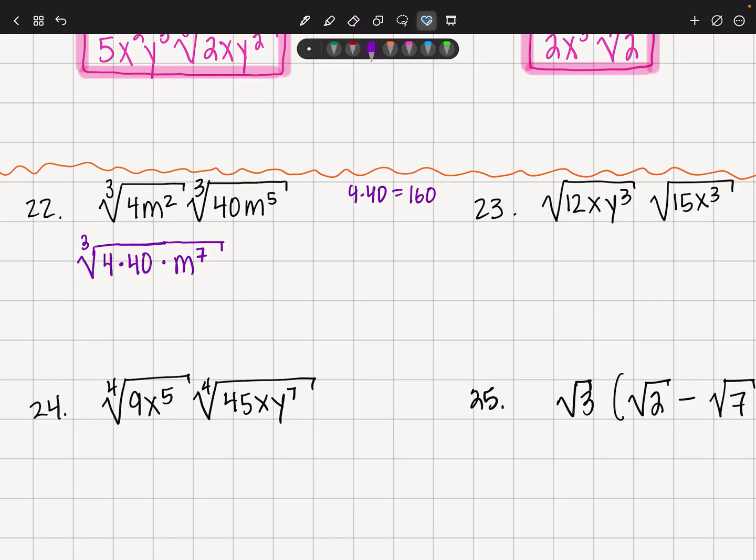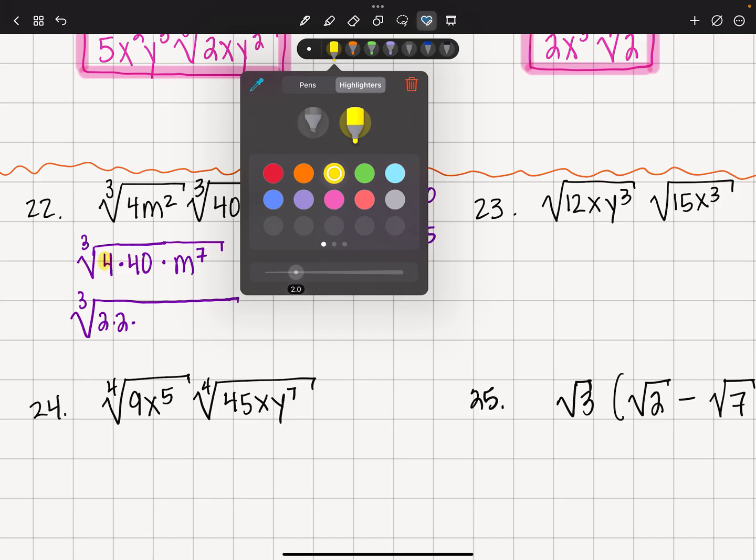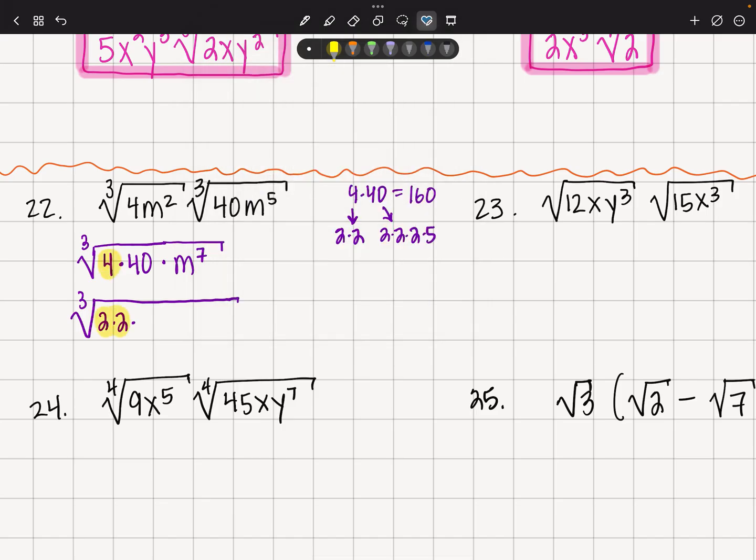Now, it's a lot easier for me to break down 4 to be 2 times 2. And then 40 is 8 times 5. 8 is 3 2s and a 5. So I'm going to break this down without having to use that birthday cake method. 2 times 2, that's my 4. So 4 is 2 times 2. And then the 40 is going to be 2 times 2 times 2 times 5.